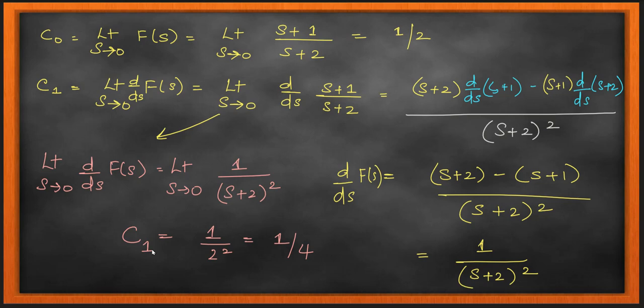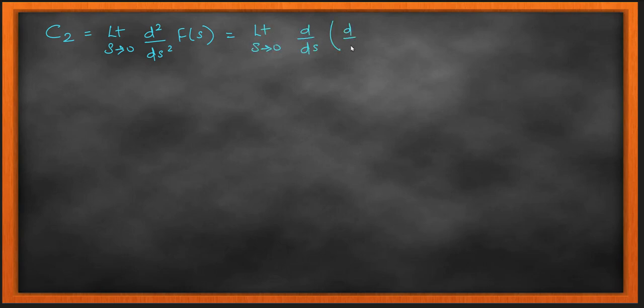It should be fine. So now your C1 is 1 by 4, and what is your C2? Your C2 is, I have to differentiate my C1 once, right? So it is d square by ds square of f of s, which means I just have to apply my d by ds to the C1, that is d by ds of f of s. And I know what is my d by ds of f of s, that is 1 upon s plus 2 the whole square. So I am differentiating this, so this is like differentiating 1 by x square, and I'm going to get minus 2 by x cube. Right, so that is going to be d by ds of 1 upon s plus 2 the whole square.